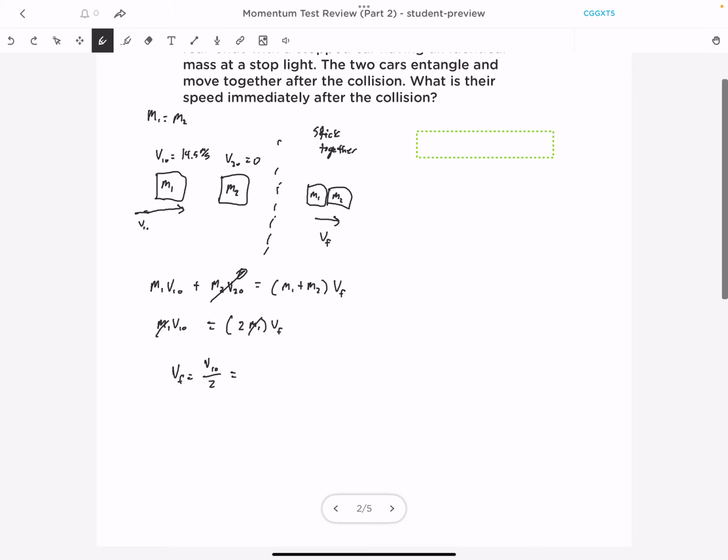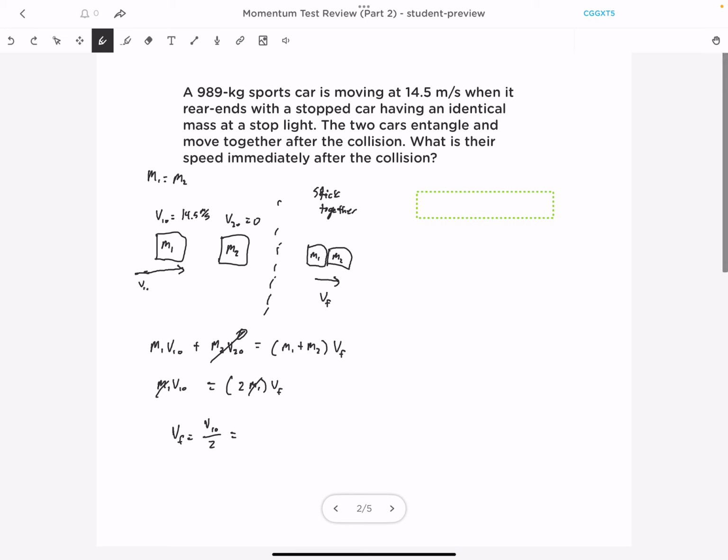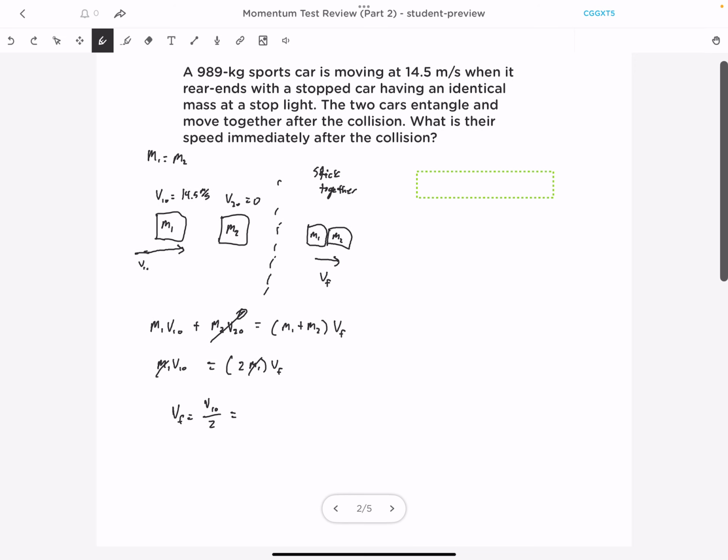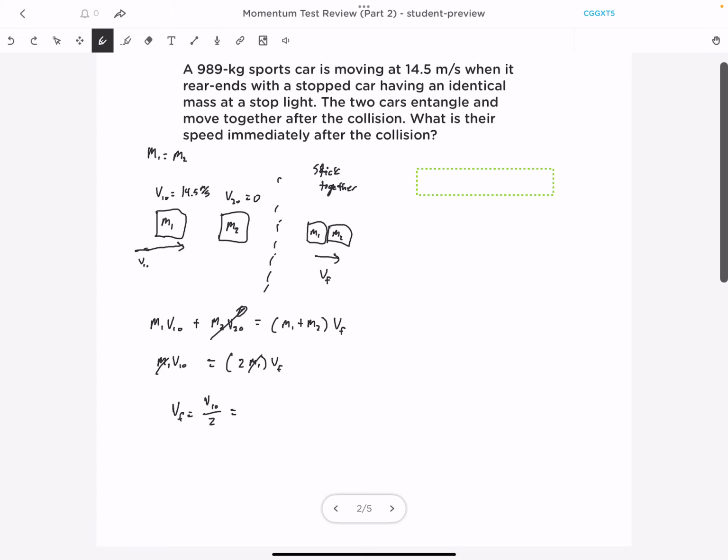That's it. So you could plug in the numbers if you want, right? So they tell you the mass of the sports car is 989, and it crashes into an identical car that has the same mass of 989. You can also just reason that, if I have these two objects with the same mass, one of them is not moving, and then they stick together after the collision, I know the final velocity has to be half as much, right?